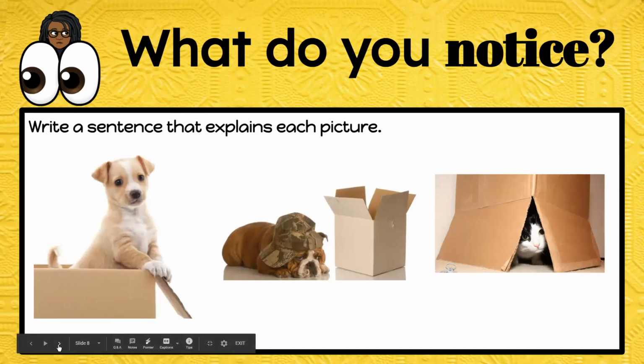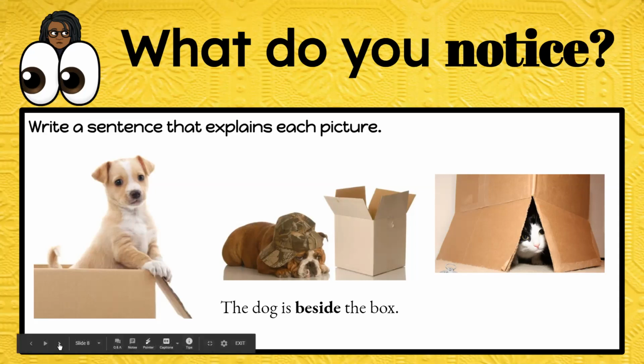Okay, so if you look at the first picture, we have a puppy in a box. So I would write, the puppy is in the box. The preposition is in. It's telling you where the puppy is in relation to the box. He is inside it.